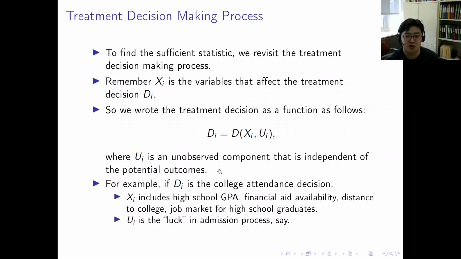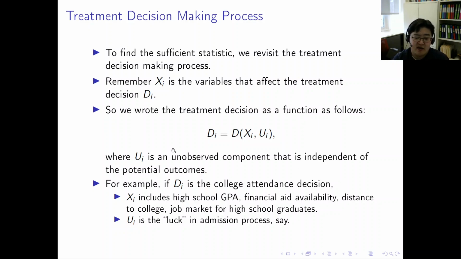So U is an unobserved component that is independent of the potential outcomes. So this does not cause any problem because it's independent of the potential outcomes. So this part is well behaved, and in this case we call this selection on observables. So selection, the choice, is made based on observables and independent unobservable. That's the definition of selection on observables.